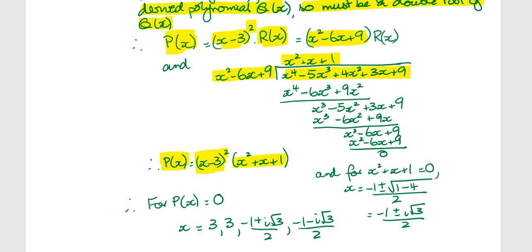And for this one here, its roots are given by the quadratic formula, and they are complex roots. So for P of x equals 0, when we solve it completely, we've got two roots of 3, we've got a double root, and we've got this root and this root, which again, interestingly, appear in conjugate pairs.